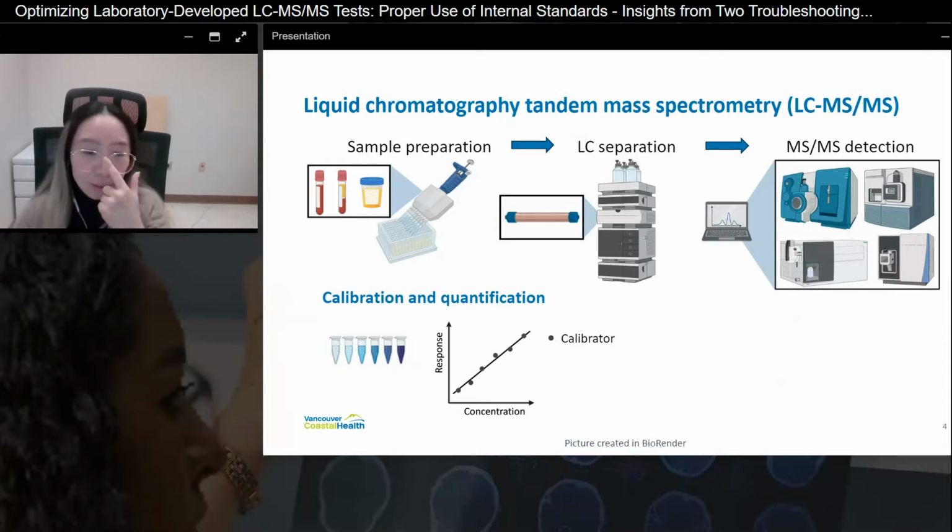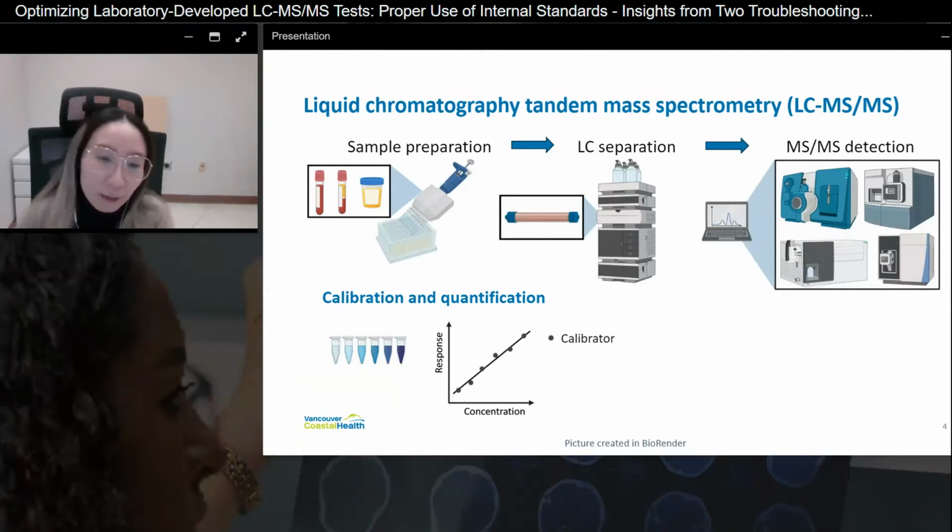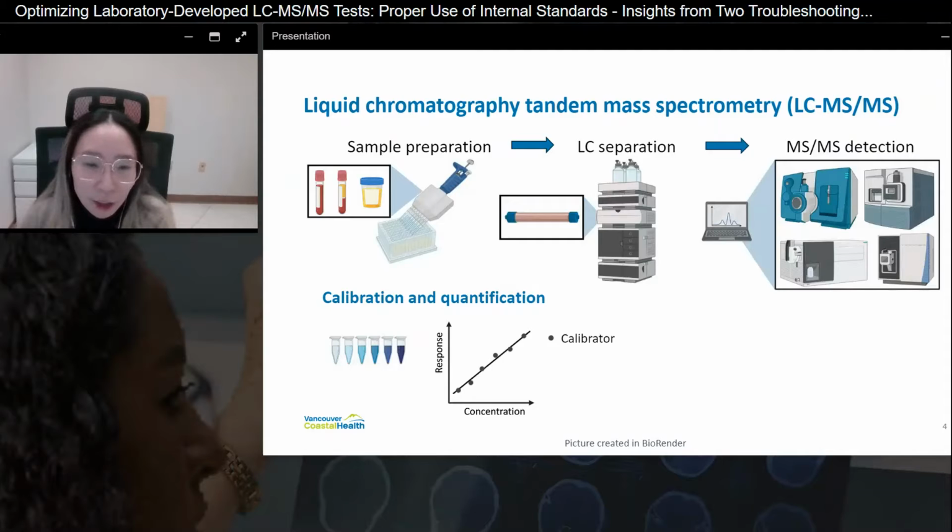And then in each batch, we will run calibrators with known concentrations, along with the unknown patient samples. And the entire batch is processed exactly the same way and injected to LC-MS. Then a calibration curve will be generated based on the mass spec response and their known concentrations. And this can be used for us to quantify the unknown samples.